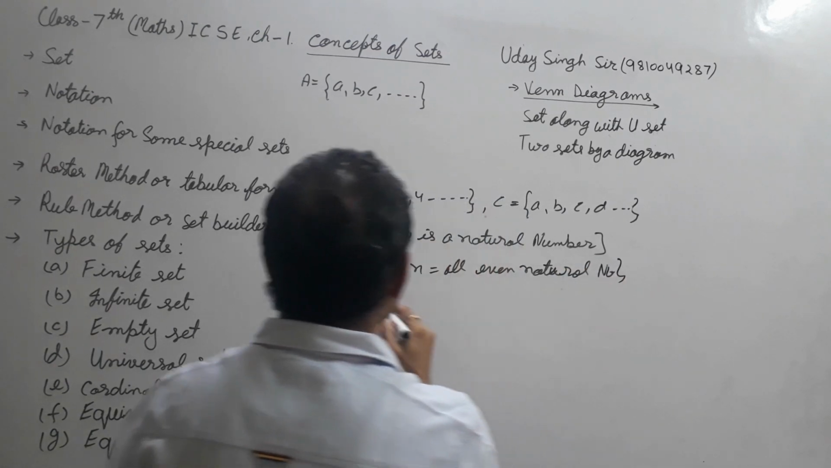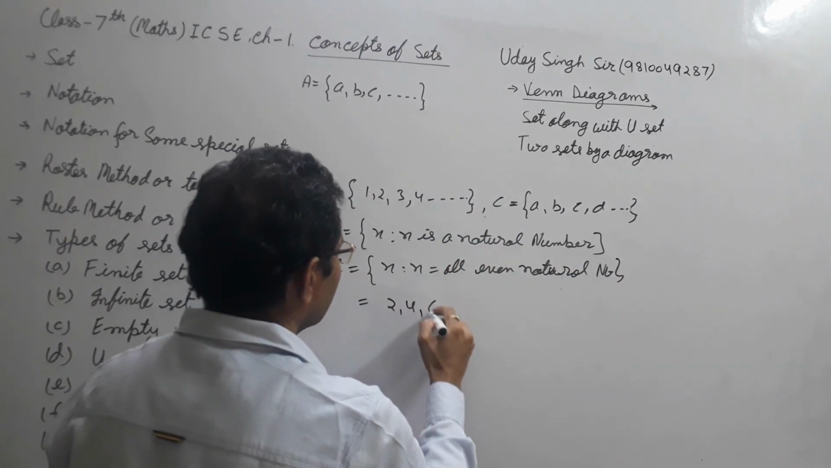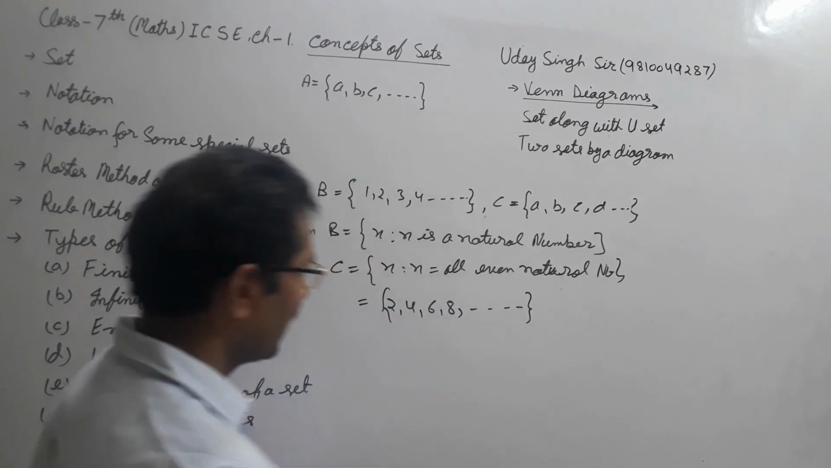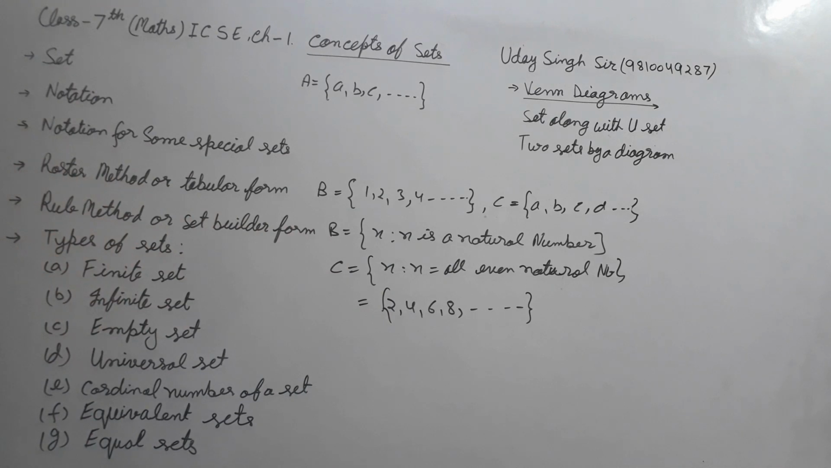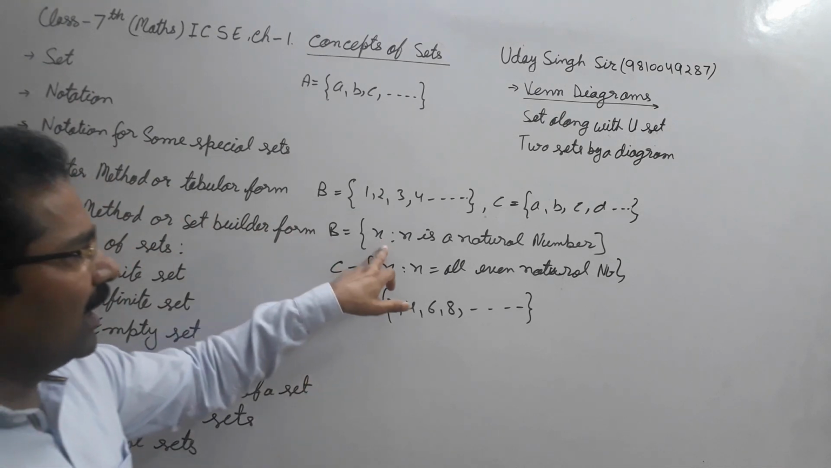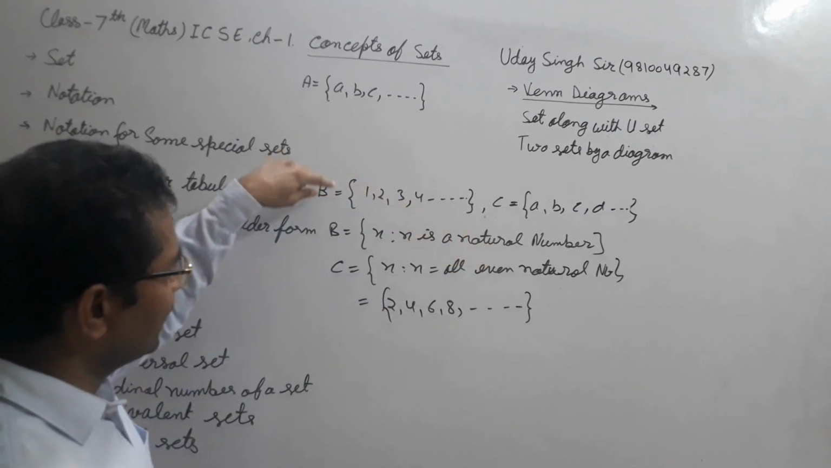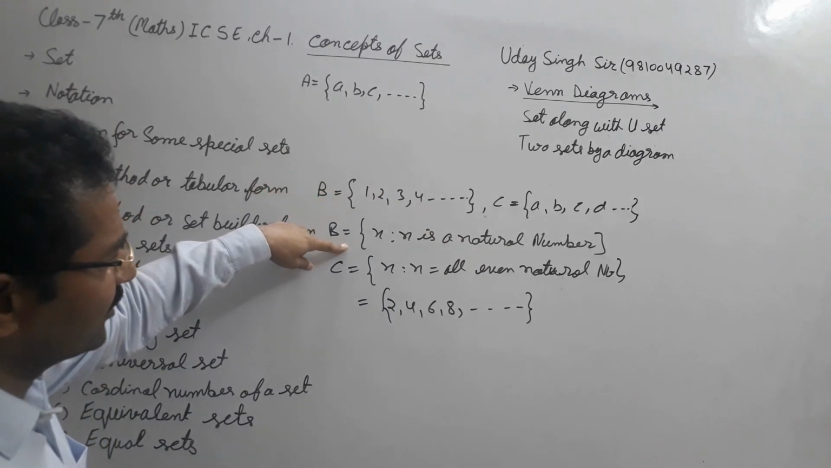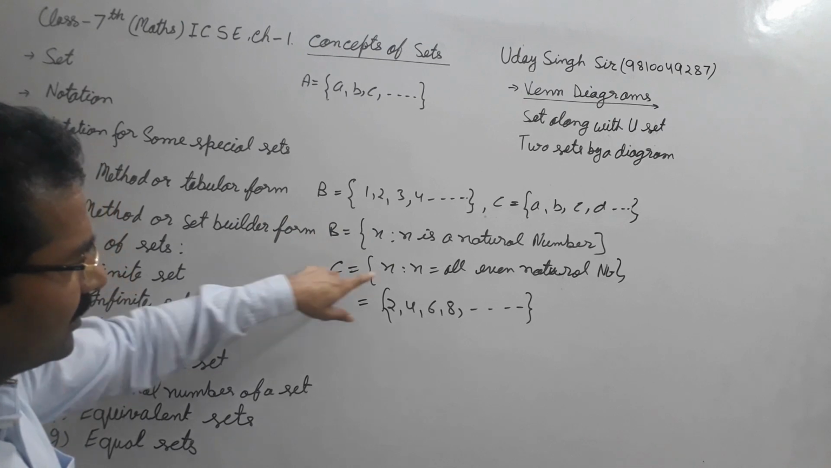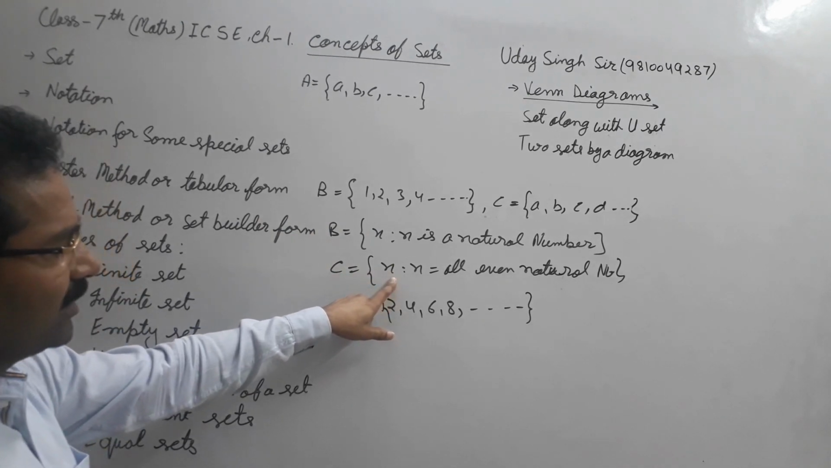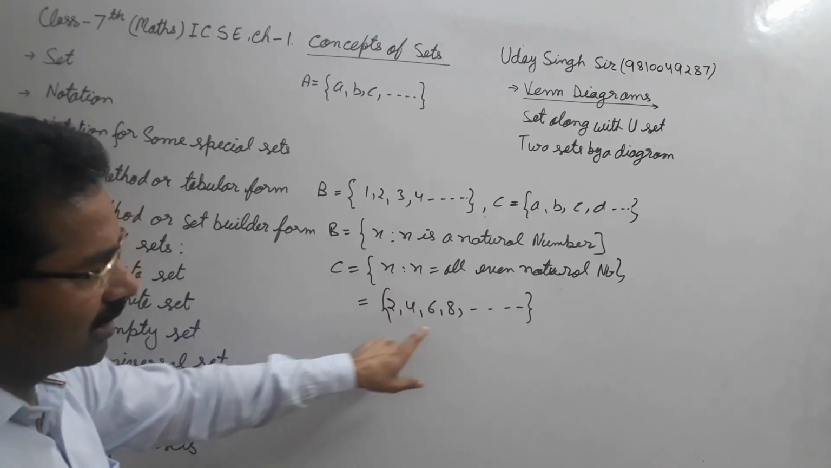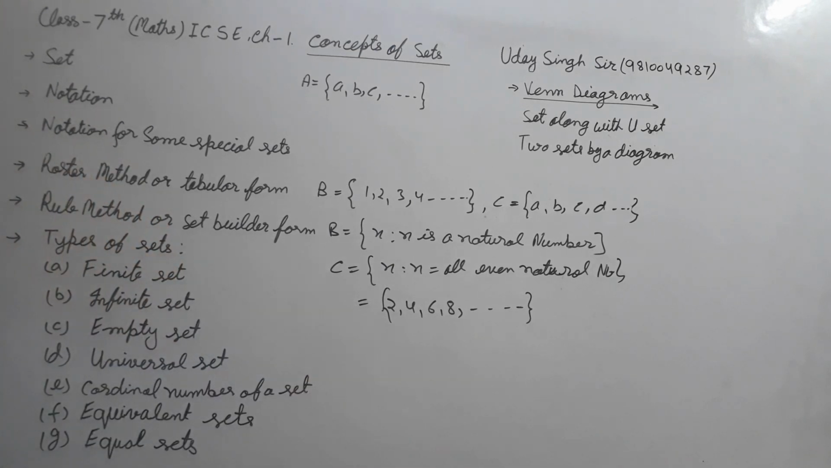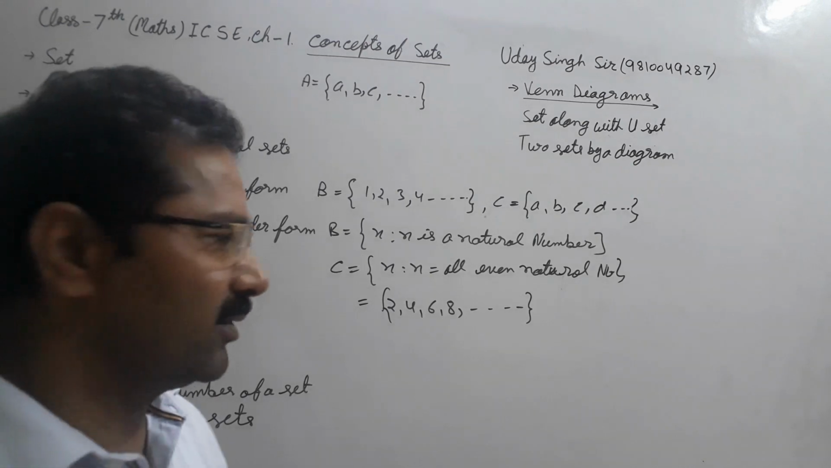Means you can write 2, 4, 6, 8 and so on. You represent all natural numbers as 1, 2, 3, and so on. Then you can change this tabular form into set builder form, and we can write a set in set builder form. Now, the types of sets.